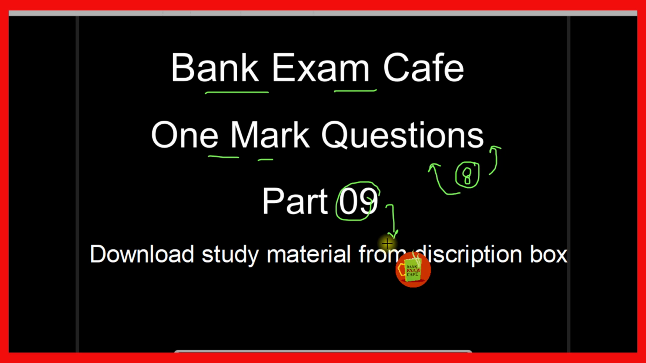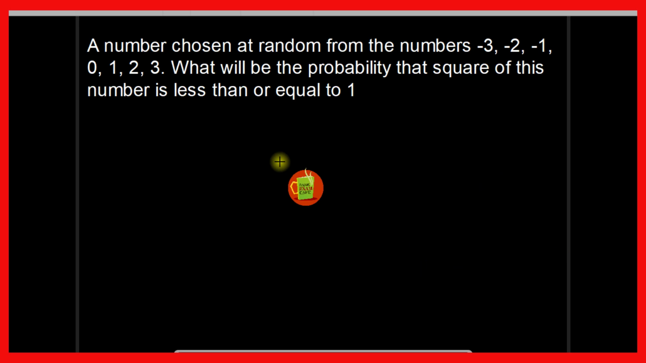Now let us move to the first question of today's episode. Friends, here is the question on the screen. A number is chosen at random from the numbers -3, -2, -1, 0, 1, 2, 3. What is the probability that the square of this number is less than or equal to 1?